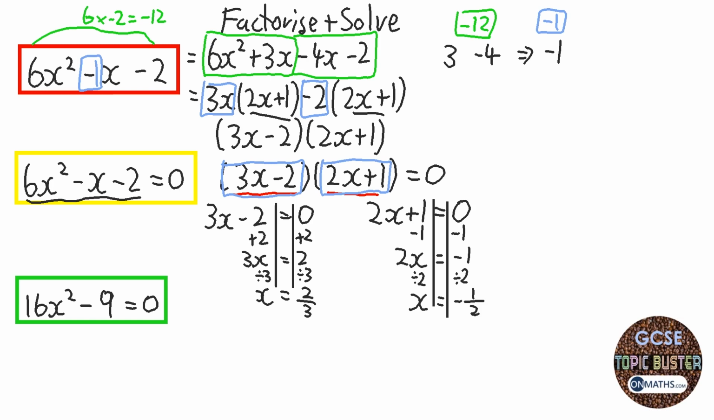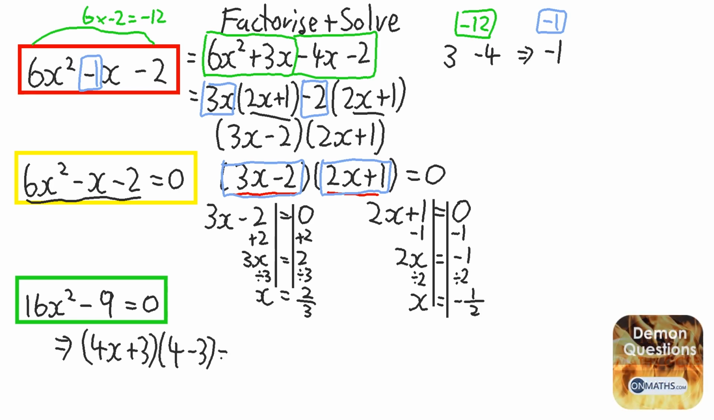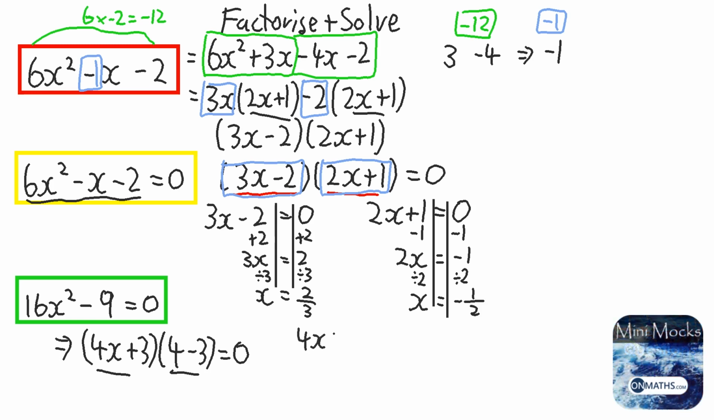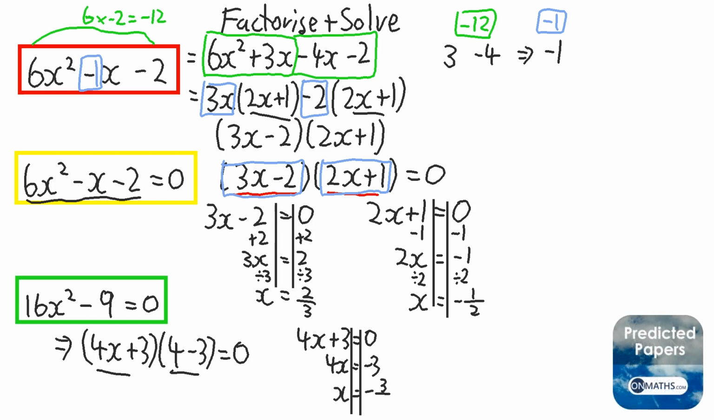Okay, I'm going to do it all in one on the last question. So we know how to factorise this. So it's going to be 4x plus 3 and 4x minus 3 equals 0. And then I can solve both of these when they equal 0. So 4x plus 3 equals 0. I'm going to take away 3 both sides, and I'm running out of room here, so I'm going to have to not write that down for now. So 4x equals minus 3. And then I'm going to divide by 4, so x equals minus 3/4.